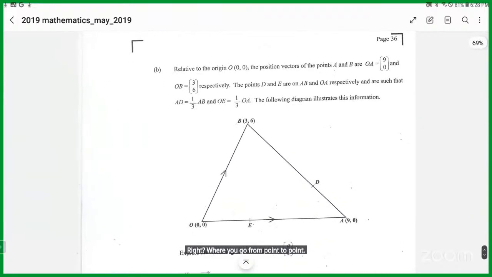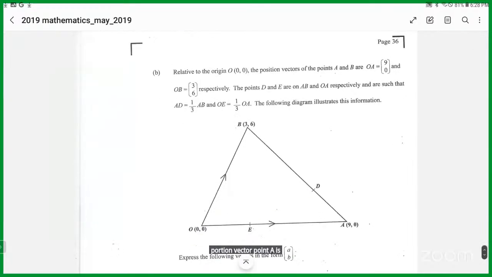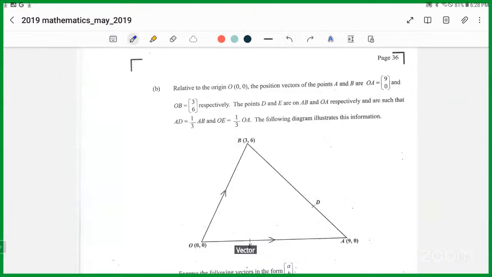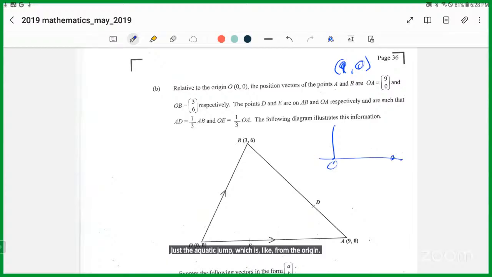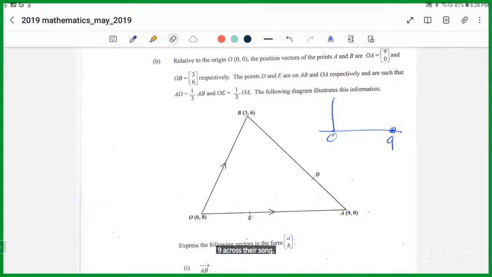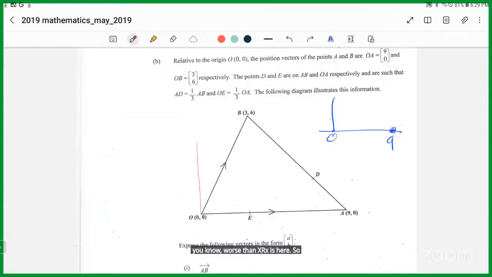This question now says, relative to an origin O, the position vector of point A is 9, 0. So if the vector is 9, 0, it means that the point is 9, 0. Just like coordinate geometry, from the origin it is 9 units across there. And this is the origin. They just don't put the y-axis and the x-axis, but it's like we have a y-axis and an x-axis here.